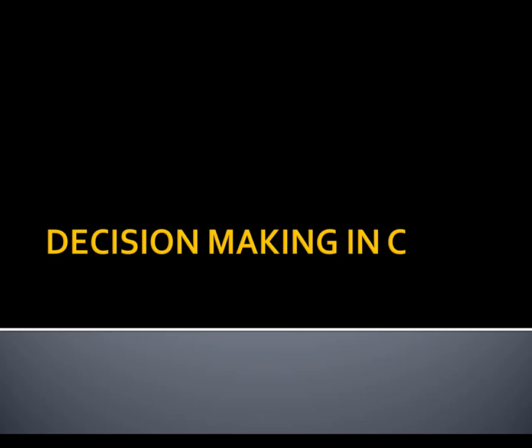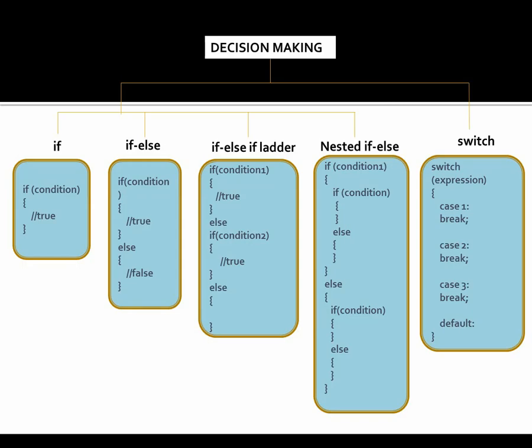Hi everyone, in this video lecture we will learn about decision making in C. There are various ways you can do decision making in C language. First is by using if else, if ladder, nested if else. So far all these four we have already seen in the previous video lectures. So let's do the last way of doing decision making in C in today's class, which is switch.